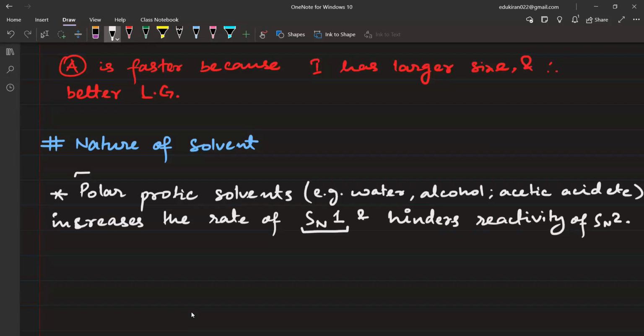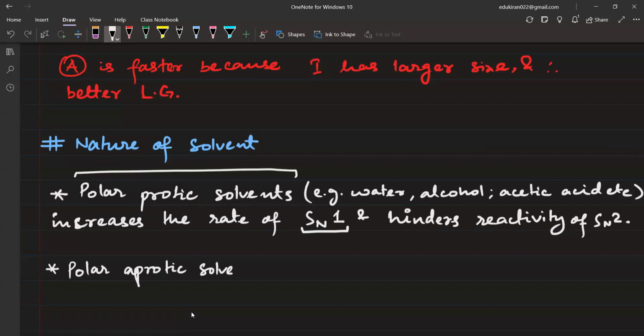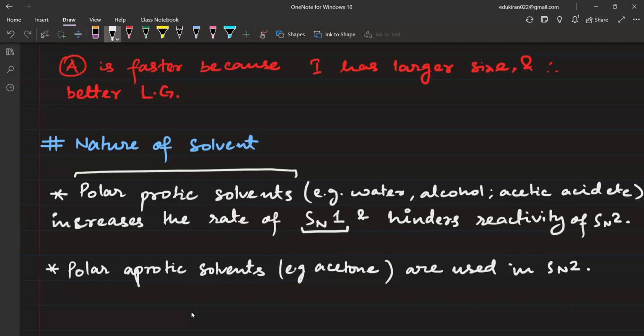In SN1, we are going to use polar protic solvents. And then write next, polar aprotic solvents. Polar aprotic solvents will be examples. For example, you will have acetone, etc. These polar aprotic solvents are used in SN2.